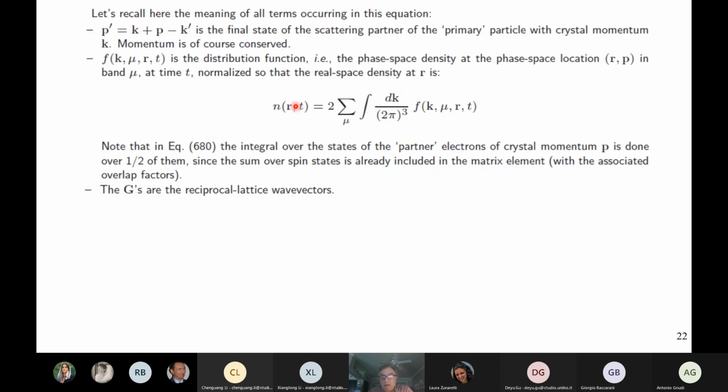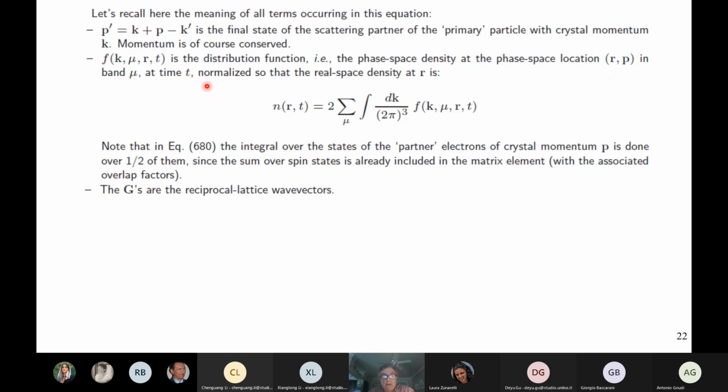Okay. So the assumptions that were made is, first of all, we're considering that we have momentum conservation. I should add here a G vector in principle. Remember that if we're dealing with electrons which are described by Bloch states in a crystal, crystal momentum is always conserved up to a wave vector of the reciprocal lattice.